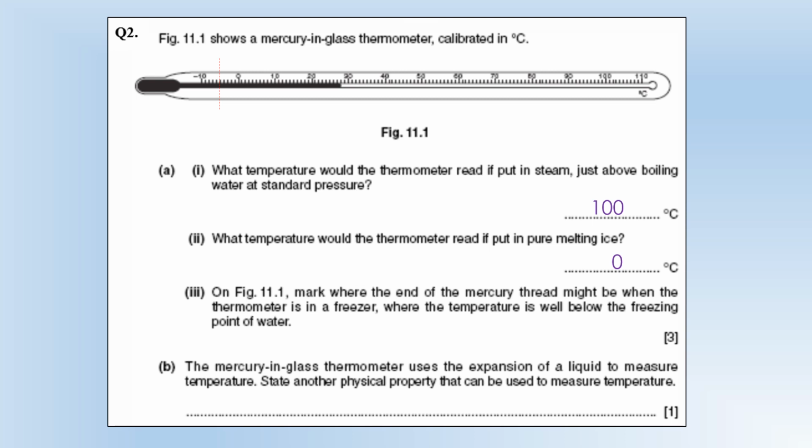Mercury in-glass thermometer uses the expansion of a liquid to measure temperature. State another physical property that can be used to measure temperature. So the other one that we come across as part of the course is the potential difference across a thermocouple. So I think that's what they're looking for in answer. We could use all sorts of things to illustrate it. We could use like the pressure of a gas. That would work. We could use the size of a solid in a bimetallic strip. There's loads of different things, but I think this is one they're probably looking for.